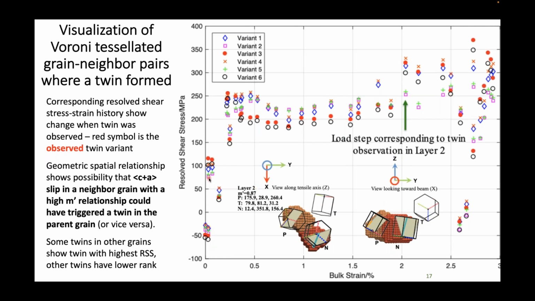But what we have with this information is we can find the resolved shear stress for every one of the variants of twinning that are possible. And as a function of strain, we see that the red dot is the one that was actually observed. So at the point in strain where the twin actually occurred, there's a big change in the resolved shear stress for that twin system when it formed. This is for one particular case. In other cases, it's not so dramatic. So there's a variety of scenarios that we've been able to observe, and this just shows one example.